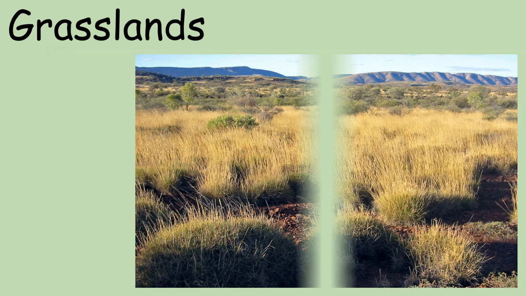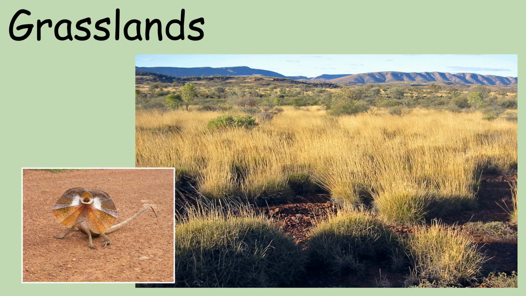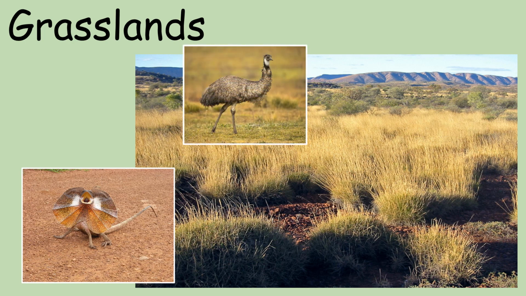Now here's a grassland. Some people will call this savanna. Now grasslands have a lot of grass, of course, and low shrubs and low trees. And there's usually or often some water within this area. So animals that like to live here are lizards again, like this frillneck lizard that would be catching all the insects that are around. Emus like to have the wide open spaces where they can run and run away from predators, and they also eat the grasses.